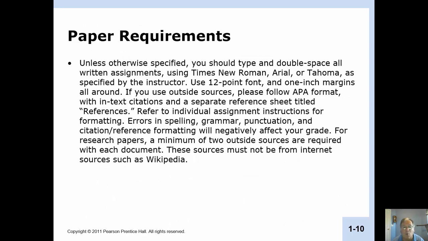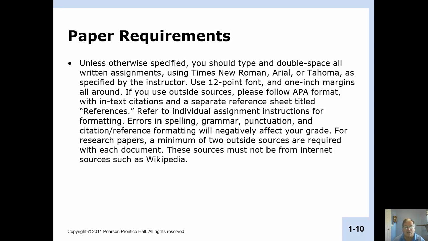The basic requirements for these papers. Again, you need to have, I prefer Arial. I think it's a little easier to read, but you have choices between Times Roman, Arial, Tahoma, 12-point font, 1-inch margins. That's obviously 12-point font is nice because I can read that very easily. APA format is to be followed with citations.